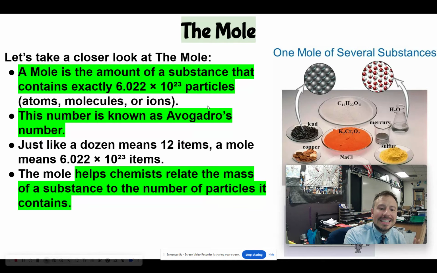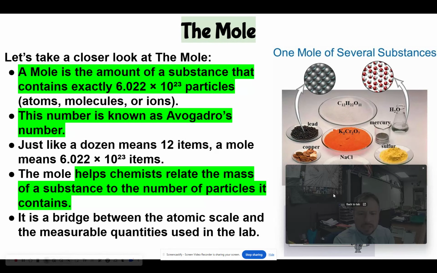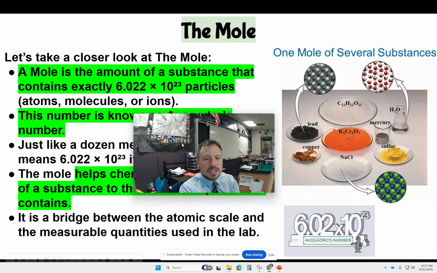Now, what it does is it helps chemists relate the mass of a substance to the number of particles that it contains. It's basically a way to count something way too small to count, right? And we'll get to why it's this number a little bit. But what I want you to see here is a picture of different substances of 1 mole. So in all of these, I have this same amount, 6.022 times 10 to the 23rd.